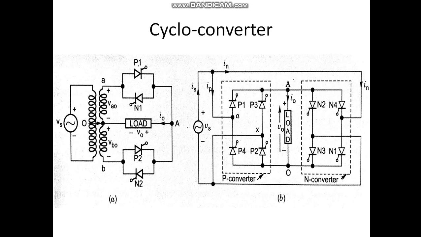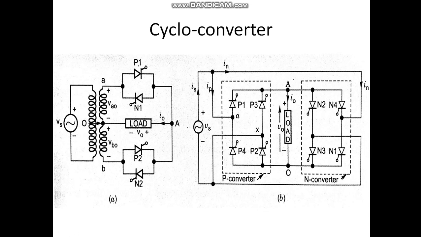Now, see here. During the positive half cycle, terminal A is positive with respect to terminal B. Therefore, during the positive half cycle, SCRs P1 and N2 are forward biased. Try to understand properly, because A is positive with respect to B. So you can see P1 is forward biased, and from here, like this, N2 is forward biased. P1 and N2 are forward biased.